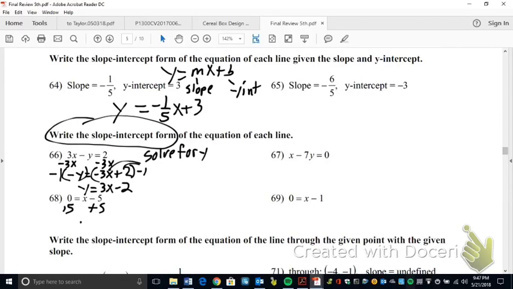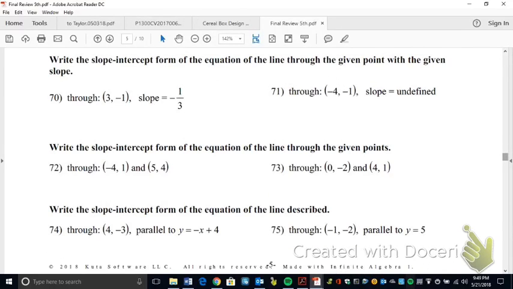68, we're going to add 5 to both sides. Now, slope-intercept, a little weird here because we have x equals 5. However, whenever you have a straight line, whether that's horizontal, y equals 1, y equals 2, y equals negative 3.5, whatever, or a vertical line, x equals 1, x equals 5, that's how you write it.